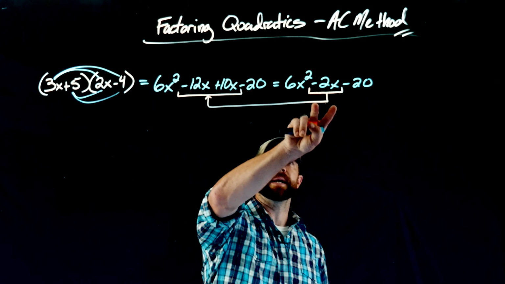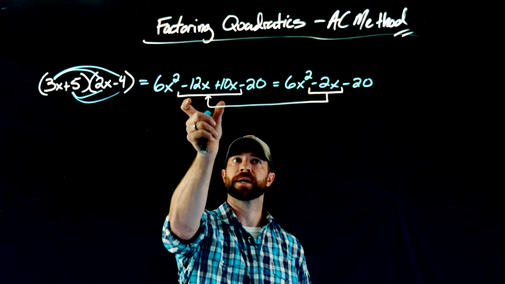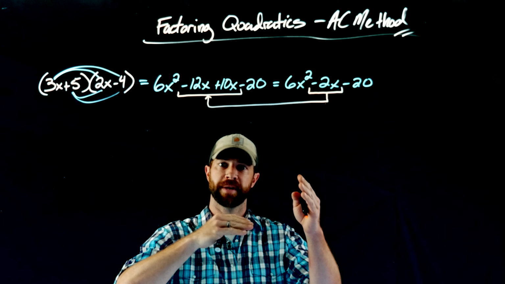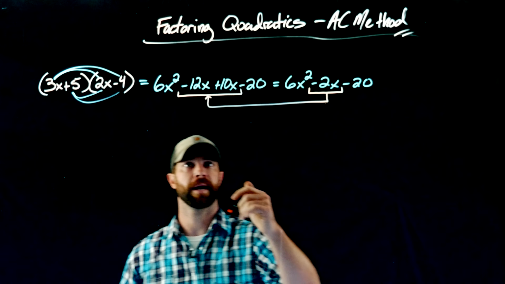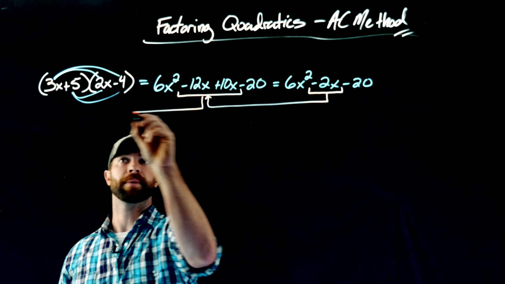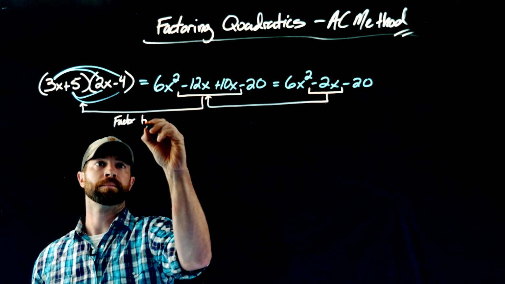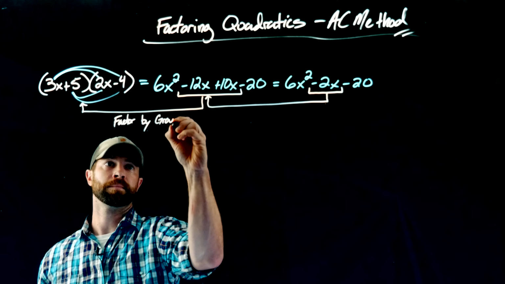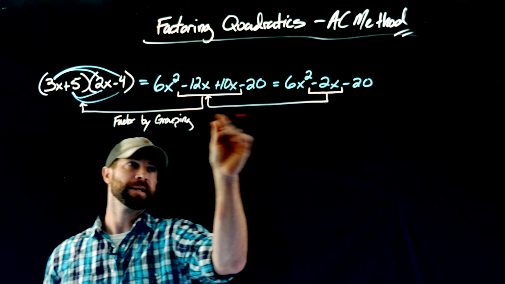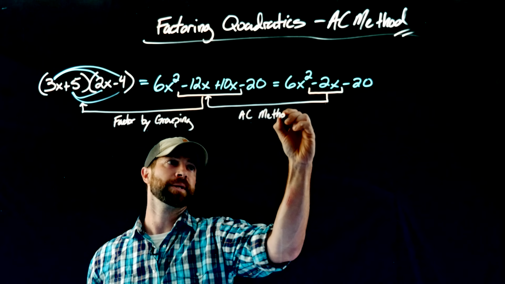We're going to find a way to take this middle term right here and split it into two terms that are equivalent to that middle term of negative 2x, or whatever middle term we have. And then once we get it to here, we implement the concept of factor by grouping. This process right here is what we're going to use the AC method for, is splitting it up.